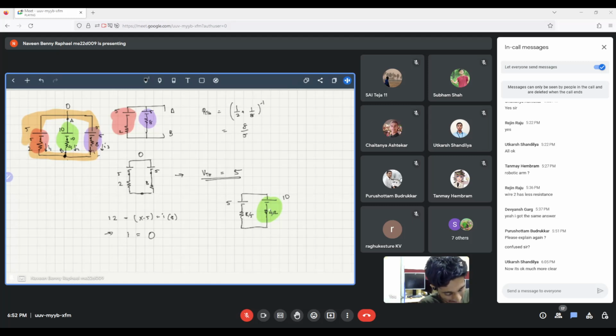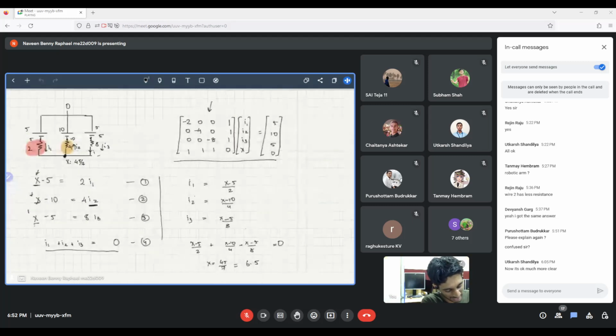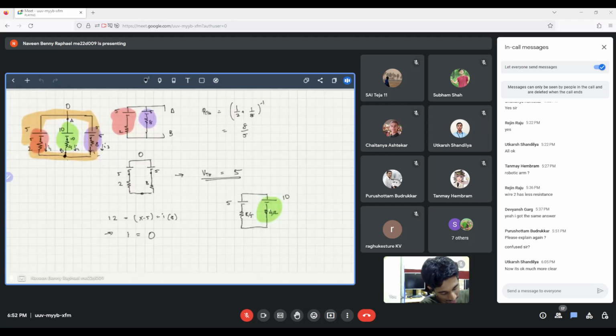And once again, you can see that solving this is kind of easier than solving the entire thing here. So 0, this is 5, this is 10, this is x. X minus 5 is equal to 8.5 into I. X minus 10 is equal to 4 into I. Two equations, two unknowns, and you can solve for this in short amount of time.